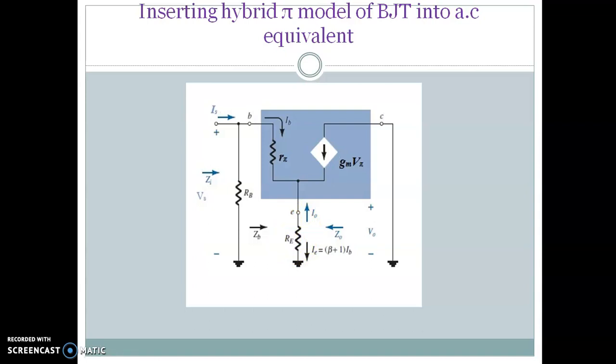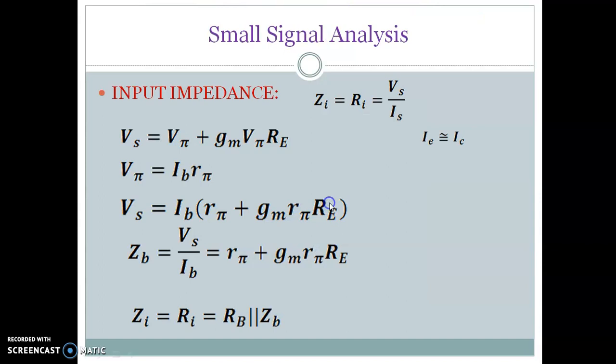We make an assumption here that the collector current is equal to the emitter current. Usually your emitter current is equal to collector current plus base current. When beta is a very high value, or IB is very small, we can write your IE is approximately IC.